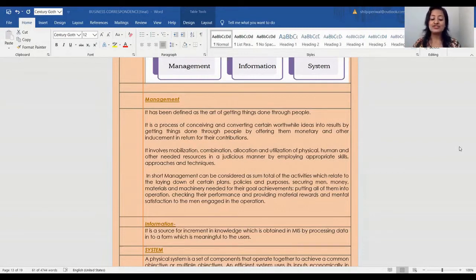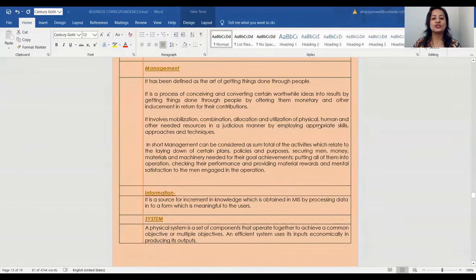It's much easier doing things than getting things done. But if you want to grow a company, you need to learn this art of getting things done from people, because everything cannot be done by yourself, right? So it is the art of getting things done through people, the process of conceiving and converting certain ideas into results by getting things done through people, by offering them monetary and other inducement in return for their contributions. Mobilization, combination, allocation, and utilization of physical, human, and other resources in a proper manner, in a judicious manner.